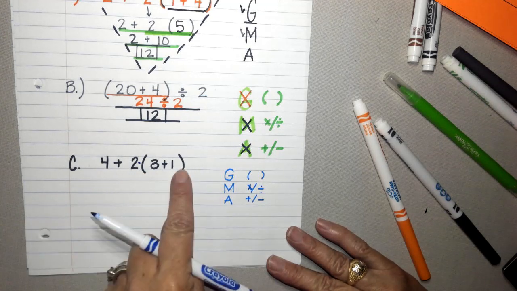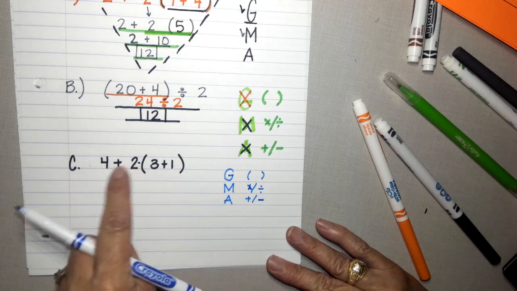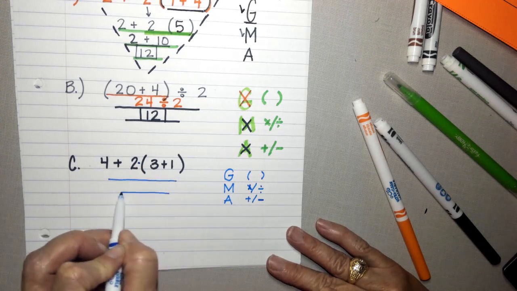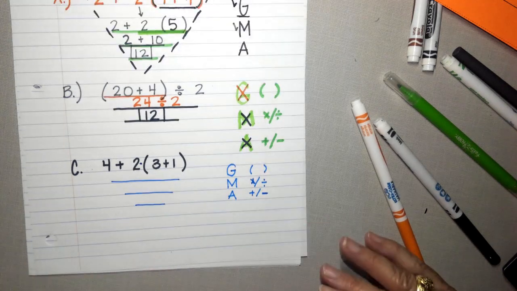When I go back and look at my problem, I have 1, 2, 3 actions, so I'll need to have 3 lines for solving to get the answer.